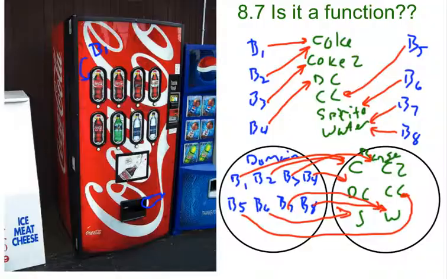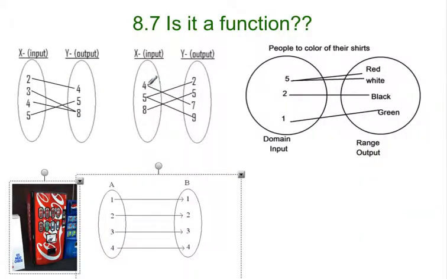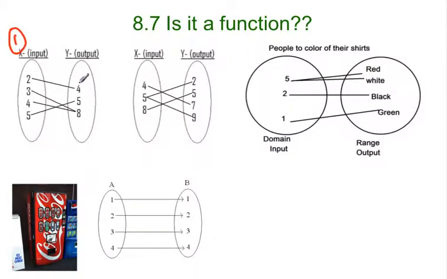Well, let's look at some more with just the numbers and see if we can determine if they're a function or not. So the question is, is it a function? Let's look at the first one right here. This is number 1. Is this a function? Well, let's see. We have 2 input 2. You put 2 into the function, you get 4 out. You put 3, you get 8, 4, 8, 5, 5. So for every input, there is just one output, or each input only goes to one output.